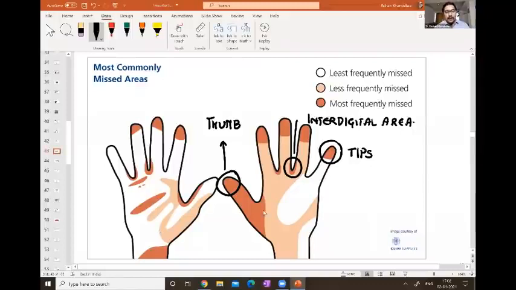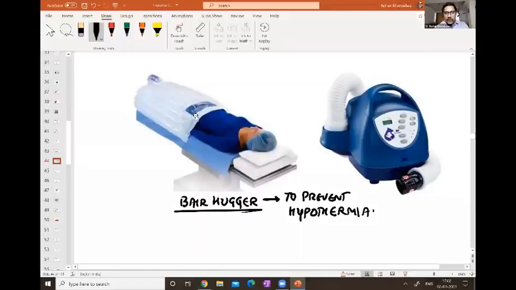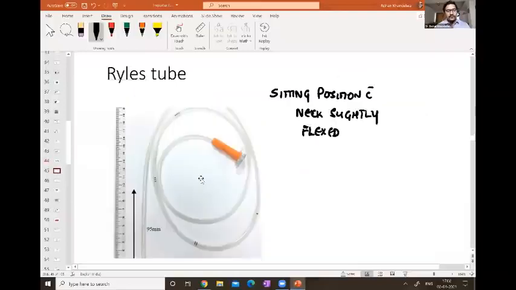This one is known as a bear hugger, and this bear hugger blows hot air over the patient. This is to prevent hypothermia during surgery. If there is hypothermia, there can be a lot of complications, including increased wound infections, and a bear hugger is used to prevent hypothermia during surgery.